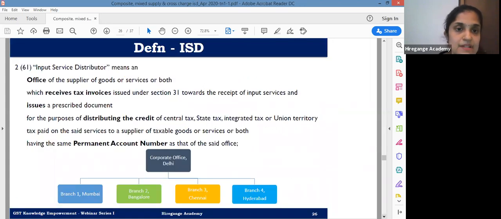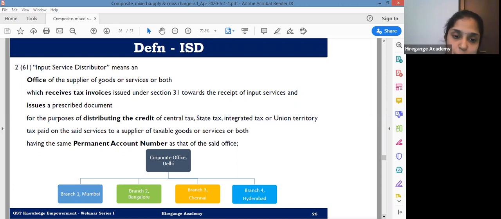Okay. Now I come to the concept of an ISD, Input Service Distributor. Again, like I said, this is something which has a lot of confusion surrounding this concept. But if I put it in a very, very simple manner, I would say an input service distributor is nothing but an office of the supplier of goods or service. So it is nothing but an office which is receiving the tax invoices which are issued towards the receipt of input service, not for the goods, only the input services, and issues a prescribed document, that is the ISD invoice, for distributing the credit, which is the tax paid on these said services, to a receiver who will be again a branch or an office of the same entity which has the same PAN number as the ISD office.